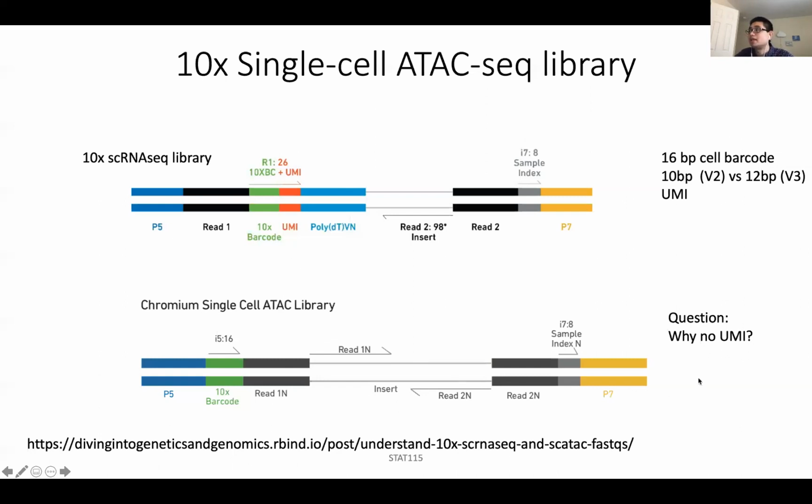So I have a question here: why is there no UMI in single cell ATAC-seq libraries? The UMI in single cell RNA-seq is used to differentiate the PCR duplicates, right? Why don't we need that in the single cell ATAC-seq library? Anyone has an answer? Nope. Because we only have 2 copies of each chromosome. Right, so we only have 2 copies. So anything more than 2 copies, we know it's a duplicate, so we can computationally remove or flag those fragments.